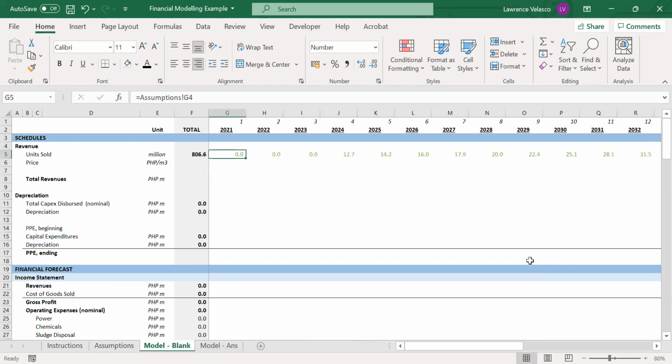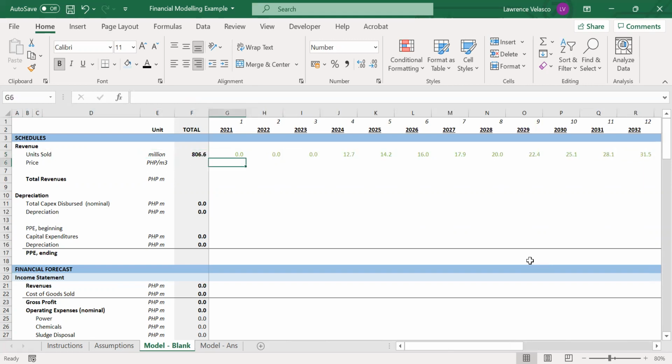Okay? So black means computations in the same sheet. Green reminds me that the computation here comes from another sheet. So I have to be careful. Okay? So first, units sold, right? So there, you've already filled it in for every year.